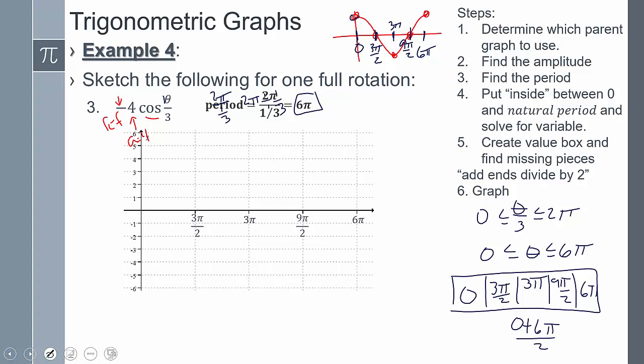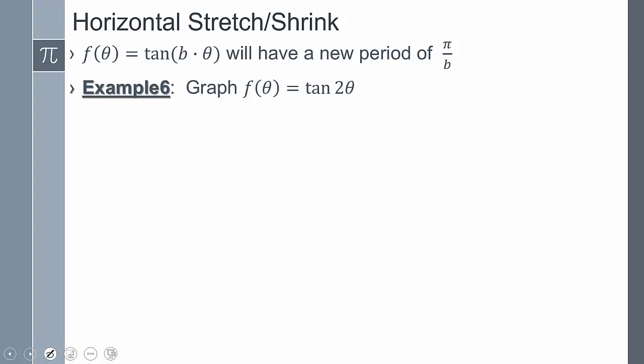Okay, so I know normally it starts at the amplitude, but because of this reflection, that gets reflected down. So it's going to start down here, then it's going to cross, then it's going to go up, then it's going to go across, then it's going to go back down. And so there's my sketch.